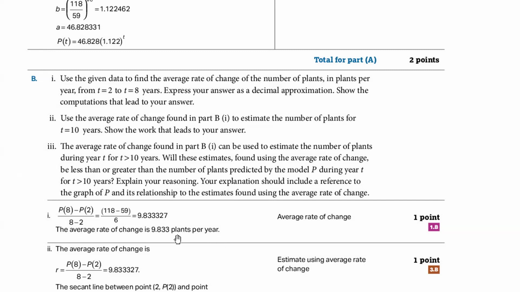Numerator is the beginning of your per. Denominator is the end of your per. Make sense? To get the full point, you do have to label what the average rate of change units are. You can't just put 9.833. That's only a half a point.